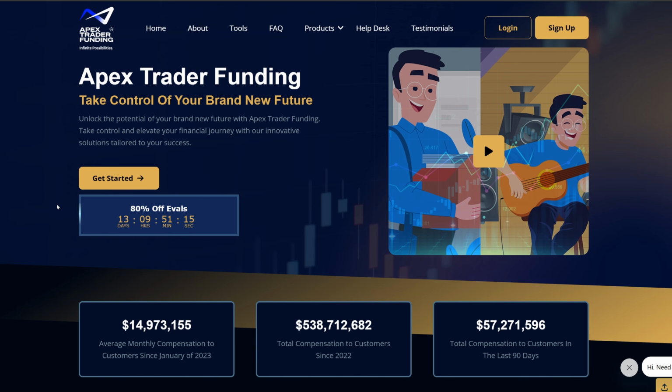And they don't have a daily loss limit. You get your full drawdown right off the rip. So do we necessarily want to trade both of these accounts the exact same way?